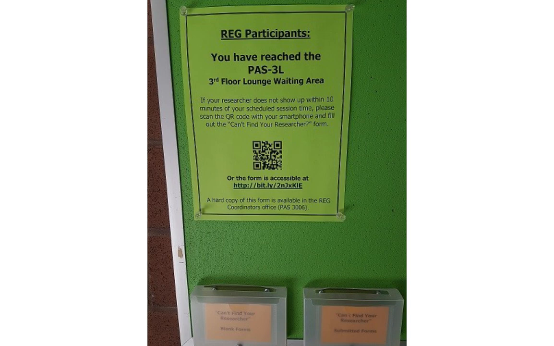If you arrive for your study and the researcher does not show after a reasonable amount of time, fill in an online Can't Find Your Researcher form. This form must be filled in at the time and location of your time slot to be valid. The online forms are date, time, and location stamped so that the Reg Coordinator can ensure that you are arriving at the right location, right day, and time of the scheduled time slot.